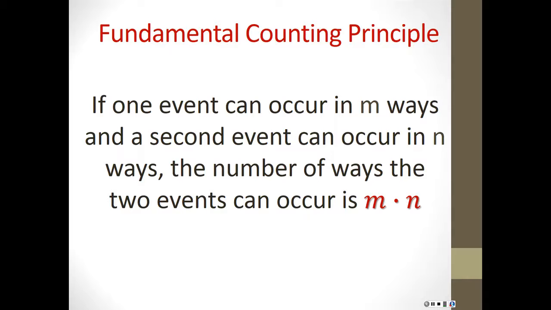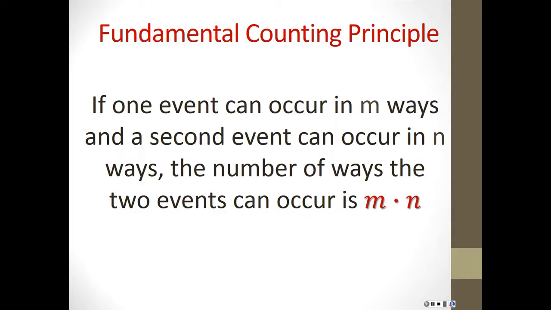The fundamental counting principle helps us figure out, if we have two events that we're looking at together, how many ways can those two events happen together? How many different outcomes might they have? And what the rule says is that if one event can occur in m ways, for example, the coin toss, m would be 2, and a second event can occur in n ways, let's say I'm going to roll a 6-sided die, so then n would be 6 because there's 6 faces on the die.